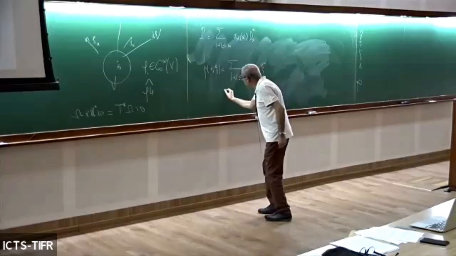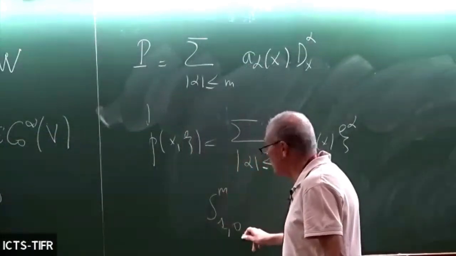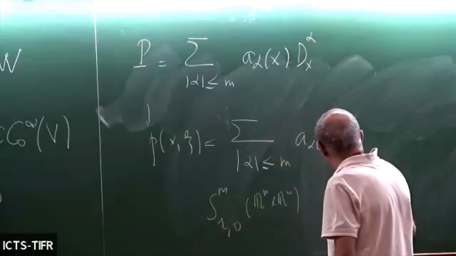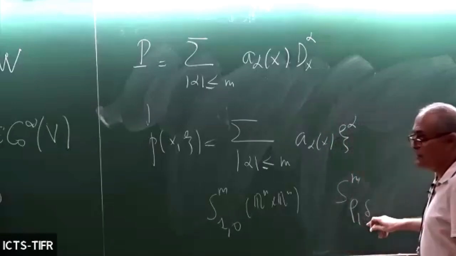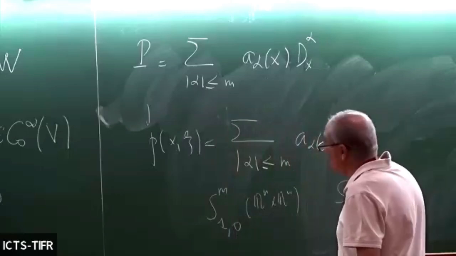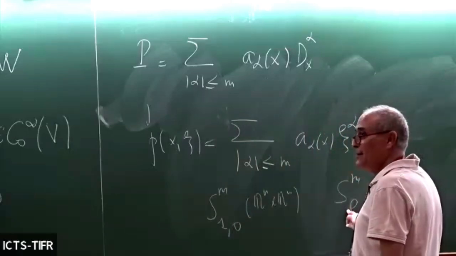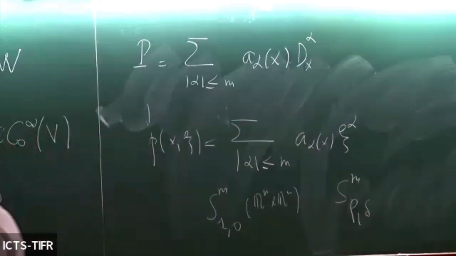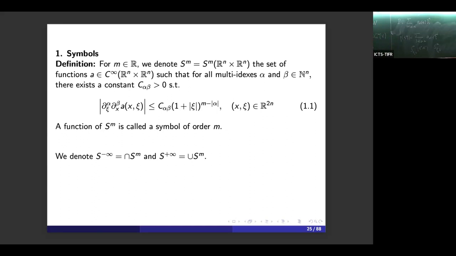Originally, this class was called S^m_{1,0}. In the book of Hörmander, you can find S^m_{rho,delta}, with rho and delta two parameters. When you take these derivatives, you replace minus alpha by minus rho alpha, and you lose plus delta beta. So it's less good. The intersection of all the S^m classes is denoted by S minus infinity. If a symbol A is in this class, that means you can put m, roughly speaking, minus infinity.